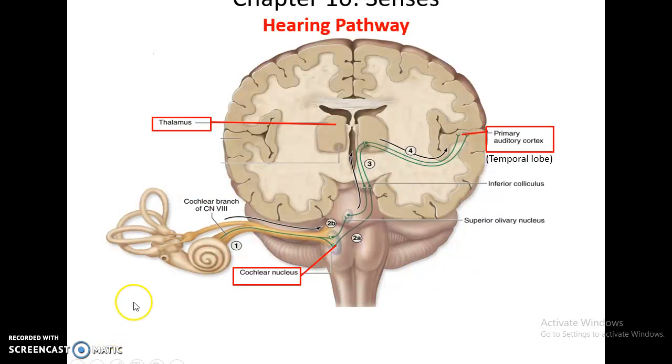Finally, the hearing pathway. The signals pass through the cochlear branch into the vestibulocochlear nerve. That will then, of course, go to the brainstem and be transmitted up into the thalamus, where then it will be transmitted to the primary auditory cortex, which is found in the temporal lobe. It is worth pointing out that the sounds you hear in your right ear get sent to the left side of your brain and vice versa.